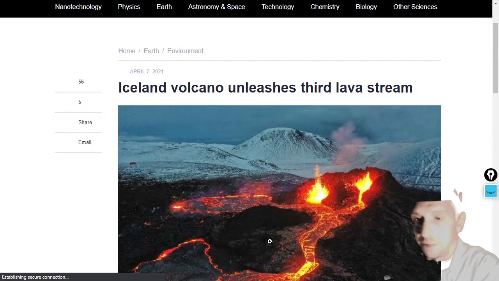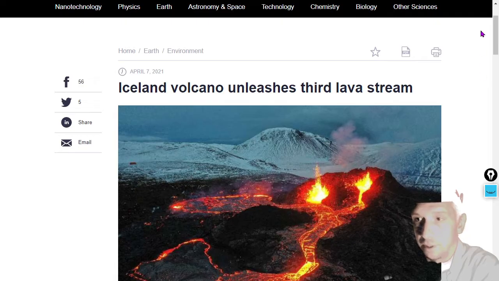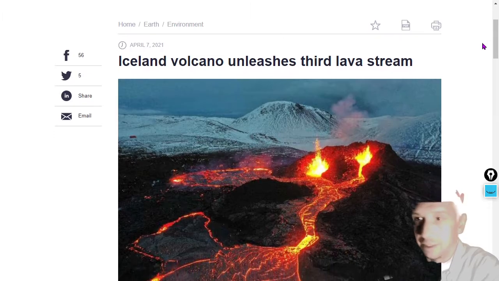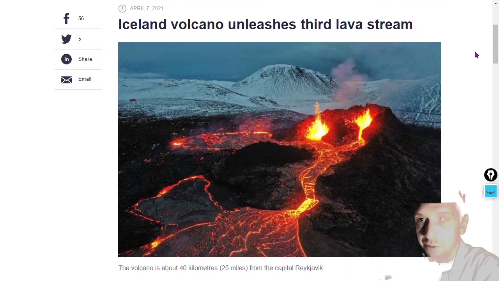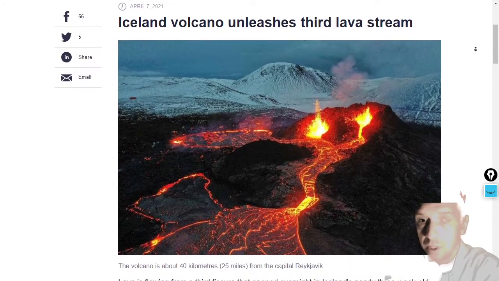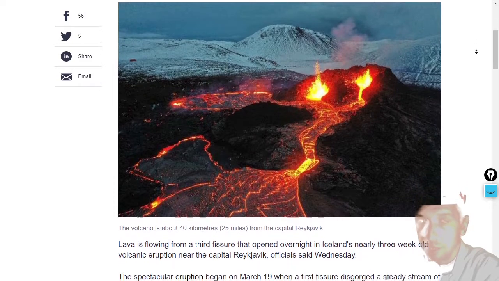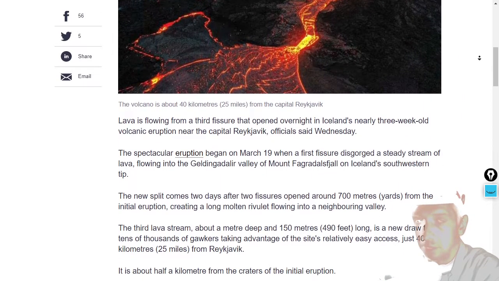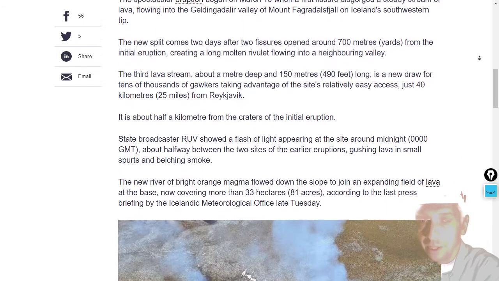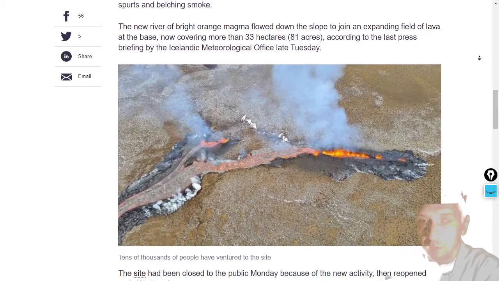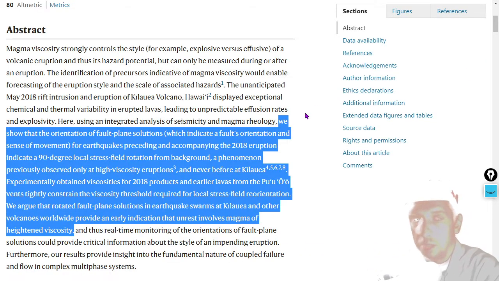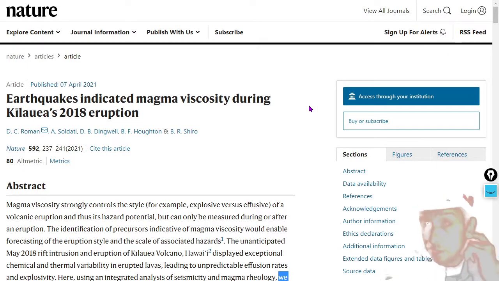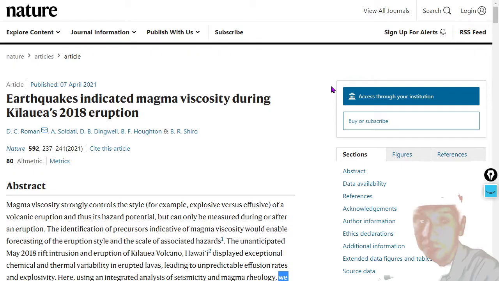There is an interesting story here about the viscosity of lava coming up and how its predictability via earthquakes could actually forecast some aspects of volcanic eruption. So here's this third lava stream unleashed. This is a phys.org article, in the Earth section. Some great aerial views here of the cinder cones and fissure system. And this article here just got published yesterday on April 7th.